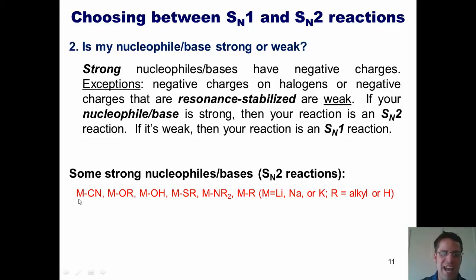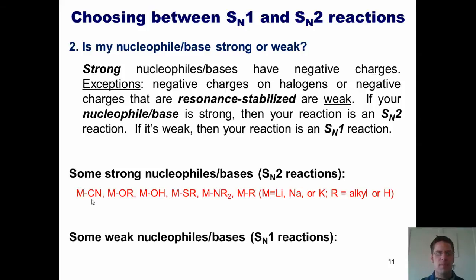So sodium cyanide here is going to react as if I've got a negative charge on my carbon. Sodium hydroxide is going to react as if I've got a negative charge on the oxygen. Any type of sodium sulfide is going to react as if I've got a negative charge on the sulfur, and so on. These are all circumstances in which I've got a group 1 metal, either lithium, sodium, or potassium, bonded to an atom. It's just like replacing that metal with a negative charge.